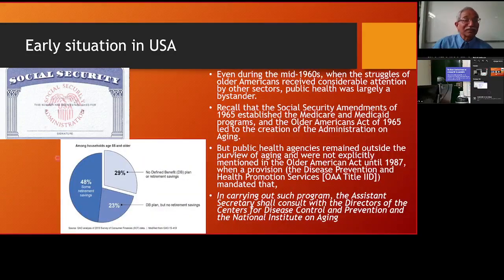So early situation, that's what I was telling you, that social security. So the people who are gradually going to use social security will be 48%. That's a big number. So your money is dropping out from the system. So in the early 60s, the struggle for older Americans received considerable attention by the sectors of public health. By 1965, they established Medicare and Medicaid so that people will get free Medicaid after 65. And the Older Americans Act of 1965 led to the creation of the Administration on Aging.